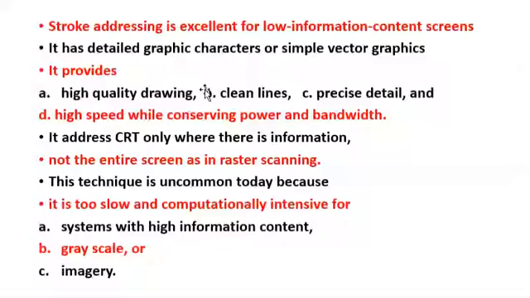And of course, it addresses the CRT in the places where there is information, and it will skip all those other places where there is no information. Unlike in the raster, where it will scan everything, whether there is information or not. Wherever there is information, it puts 1. Where there is none, it puts 0. But here, it addresses only the places where there is information.